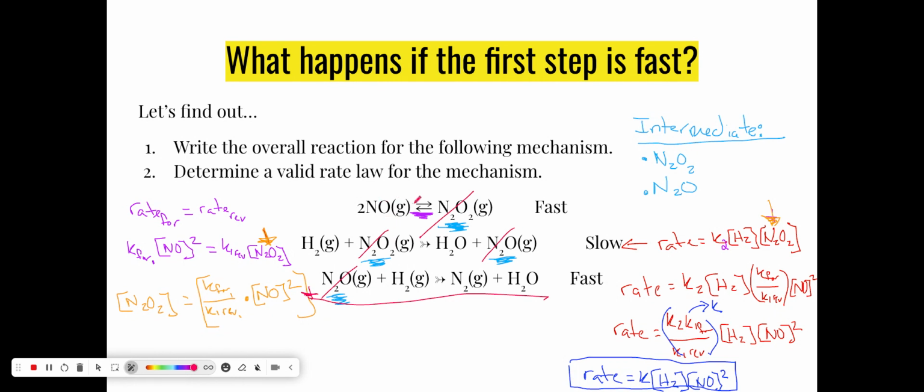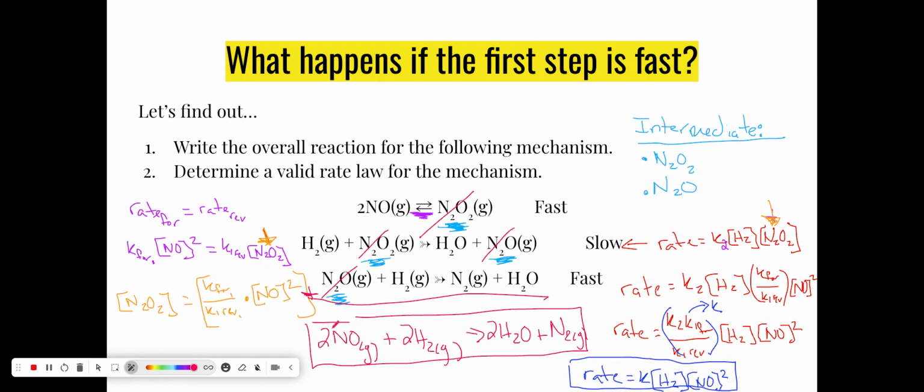It looks like we're going to have 2NO gas react with 2H2 gas to produce 2 molecules of water plus 1 molecule of N2 gas. Just give it a quick check to make sure I added everything correctly. So 2 nitrogen, 2 nitrogen, 2 oxygen, 2 oxygen, 4 hydrogen, 4 hydrogen. Looks good. So that is the end of this question here. And let's see if we have anything else.